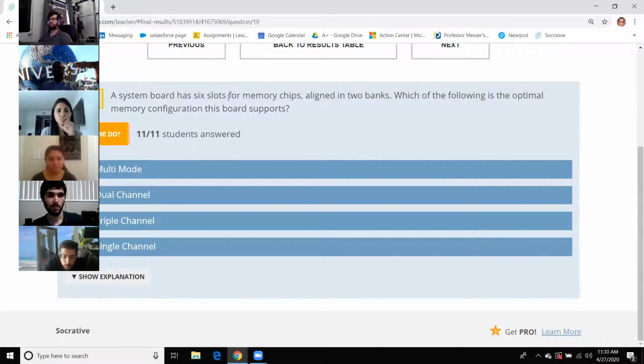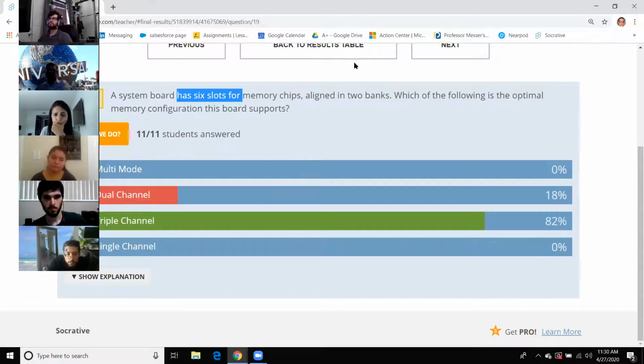Next one, Christina. A system board has 6 slots of memory chips aligned in 2 banks. Which of the following is the optimal memory configuration this board supports? C. Triple channel. That would be the best, right? 6 slots, triple. It has it lined in 2 banks, so it's 6 channels. It's 3 channels per bank. Any questions, doubts?